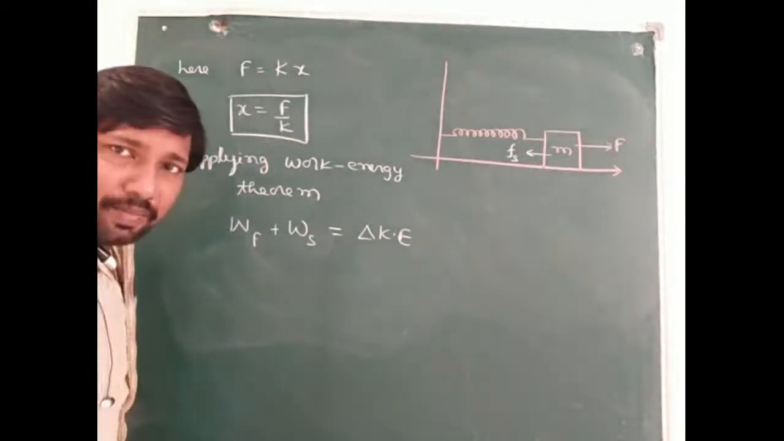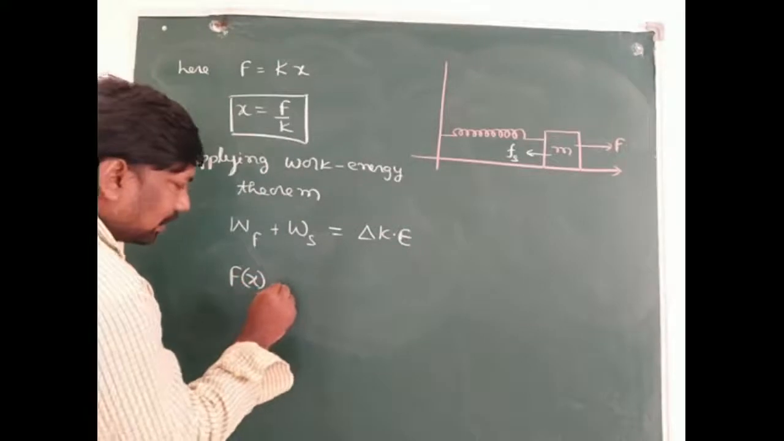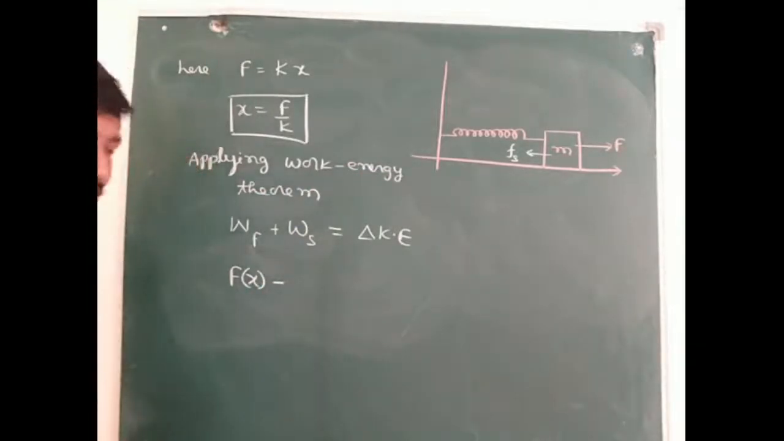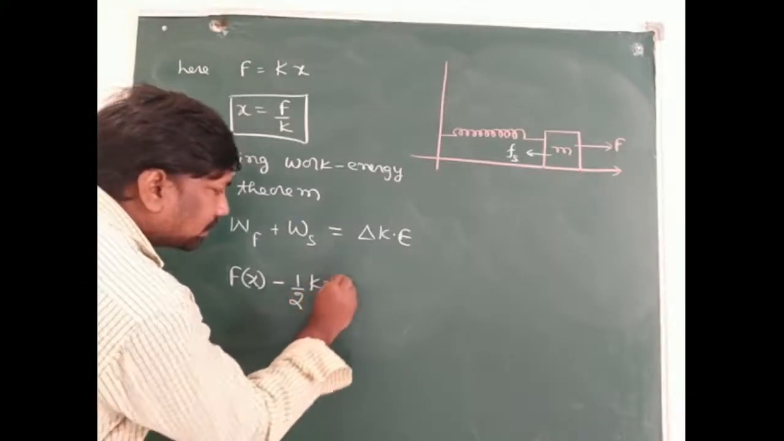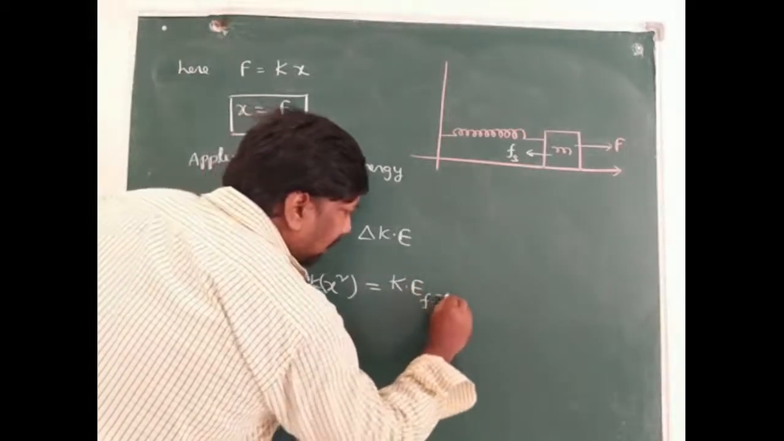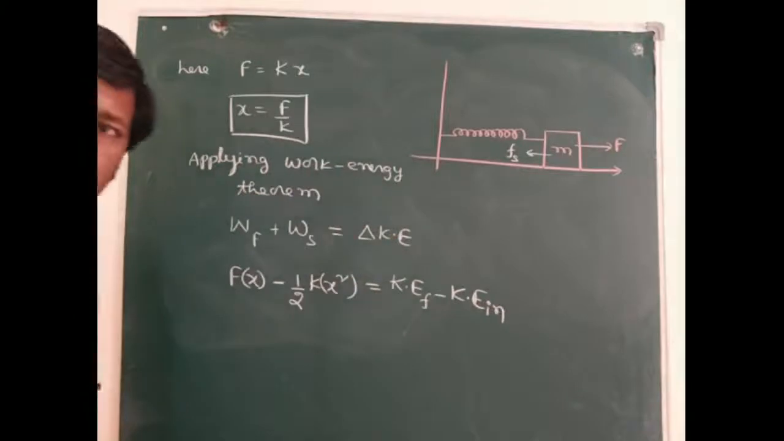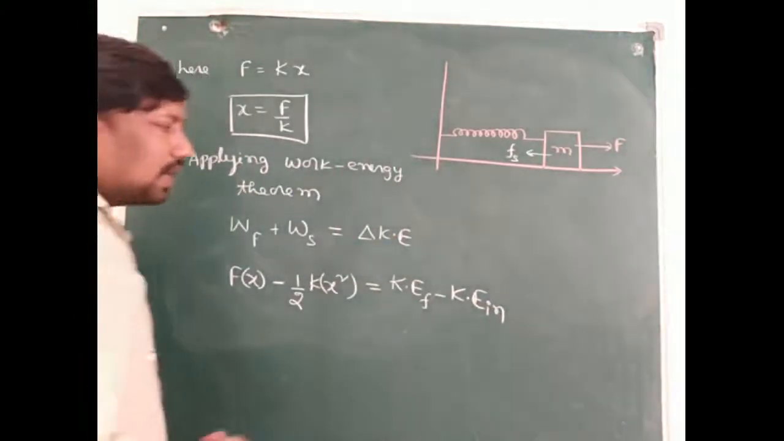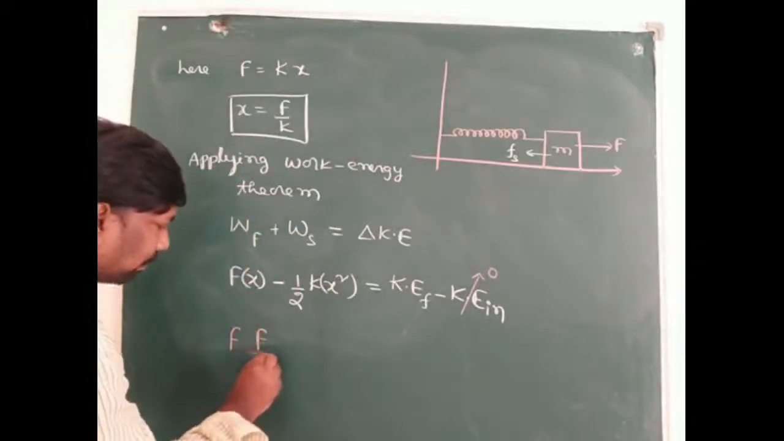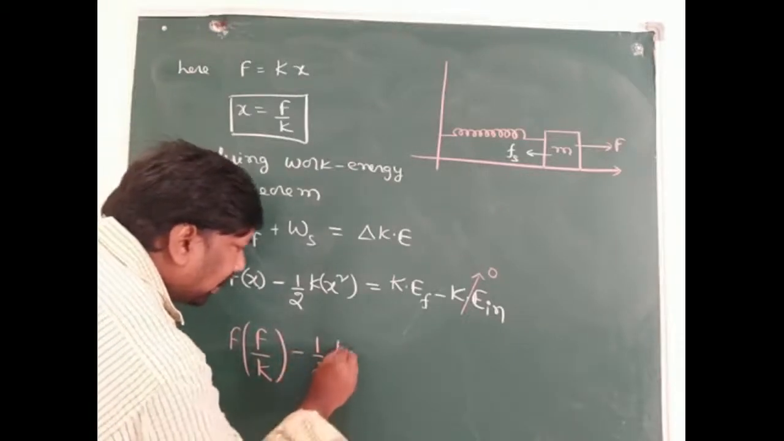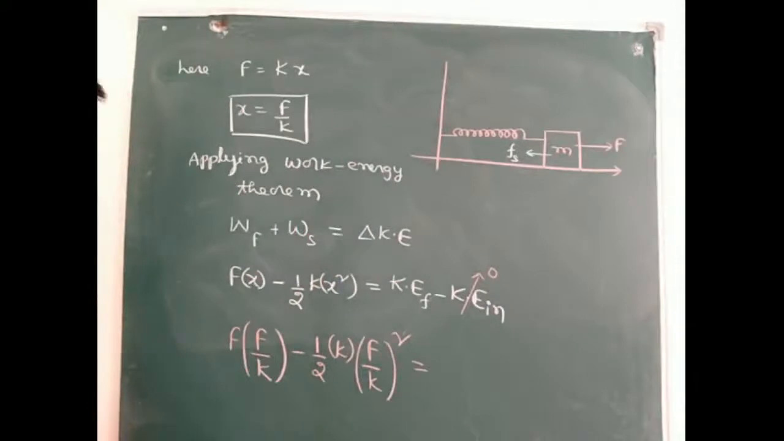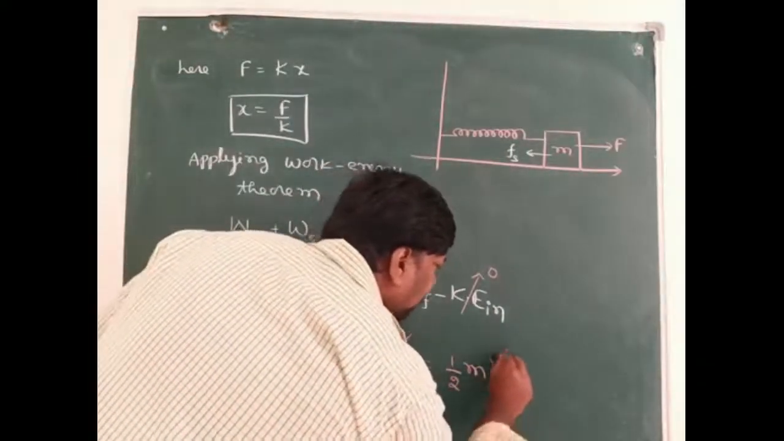In this situation, the work done by the force is F into x. Here the spring force is in the opposite direction of the pulling force, that means it is a restoring force, so minus half Kx square is equal to the change in kinetic energy, final kinetic energy minus initial kinetic energy. Initially the block is at rest, so the initial kinetic energy is 0. Therefore F into x, where x is F by K, minus half K into (F by K) square is equal to the final kinetic energy, half m v square.